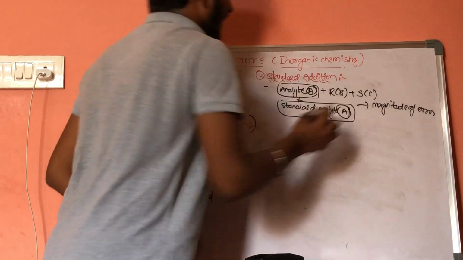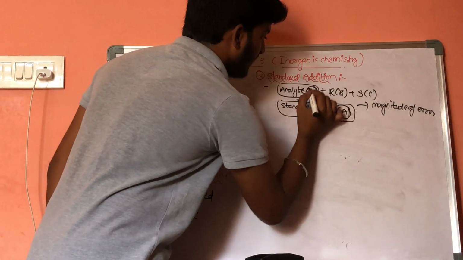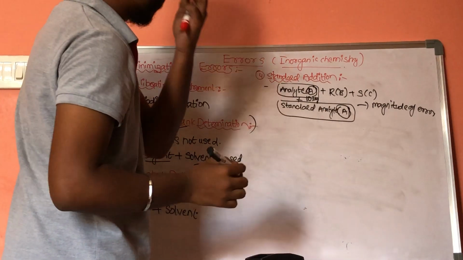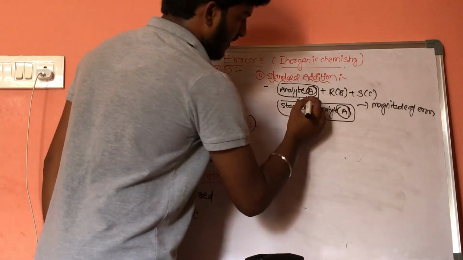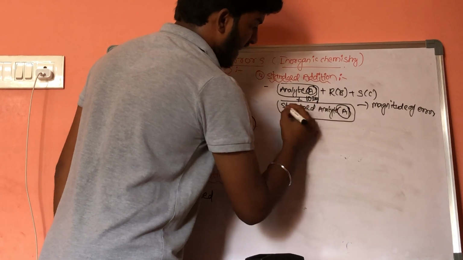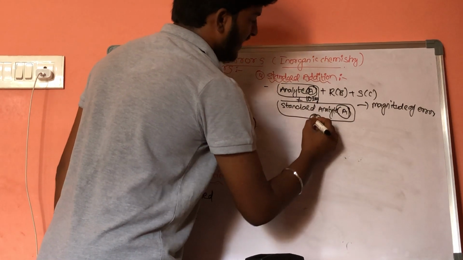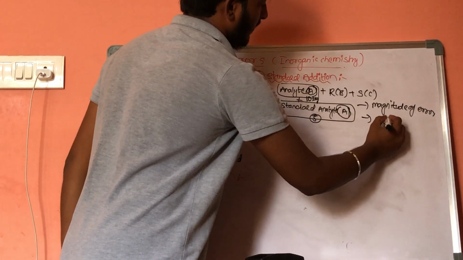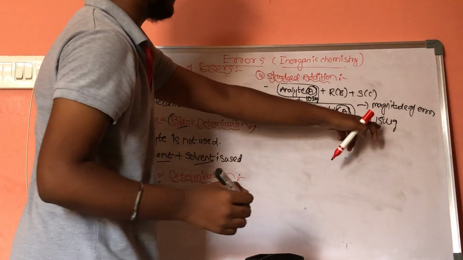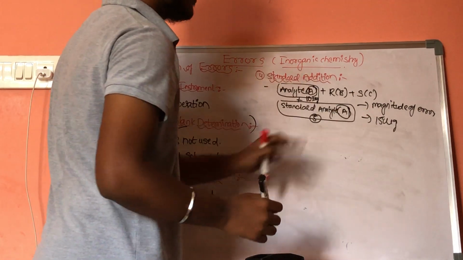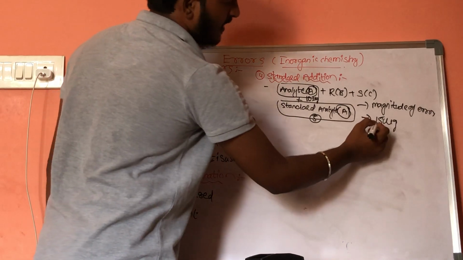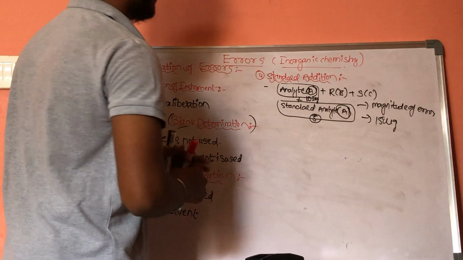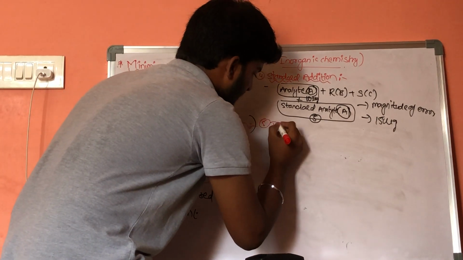Let us consider analyte A is 10 micrograms. Now standard analyte is 5 milligrams. Now 10 plus 5, totally 15. If it is exactly 15, then the standard addition is useful to us. If it is less than 15 or more than 15, then it is not useful. This is standard addition. Next one is internal standard addition.